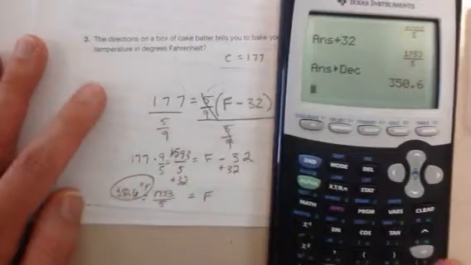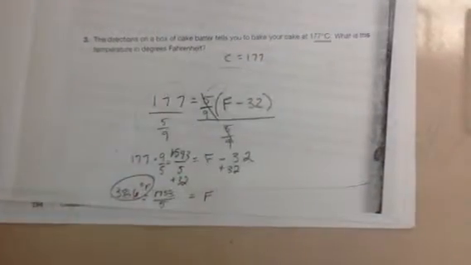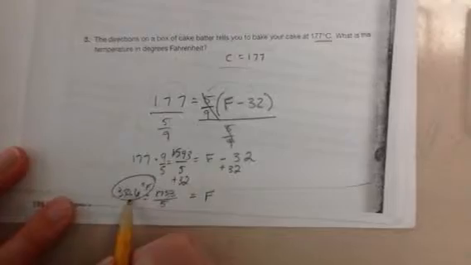350.6 degrees Fahrenheit. So rounding, I would probably just set my oven to 350.